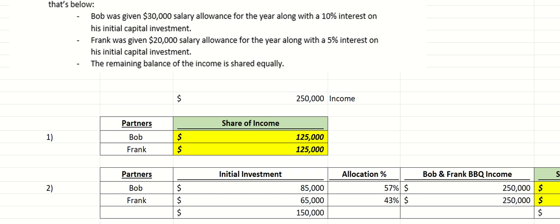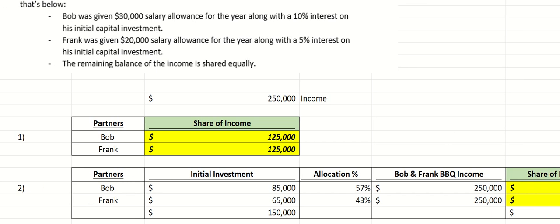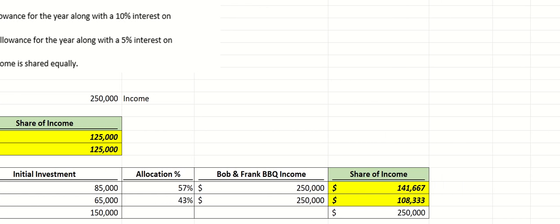okay, we see that Bob invested more than Frank, which means that the allocation percentage for Bob is going to be more than Frank, which means that of the $250,000 income generated by the company, most of it is going to go to Bob, and the other 43% is going to go to Frank. So 57% of that 250 is $141,667. That goes to Bob. 43% of it is going to go to Frank, $108,000. So total those out, that's $250,000.